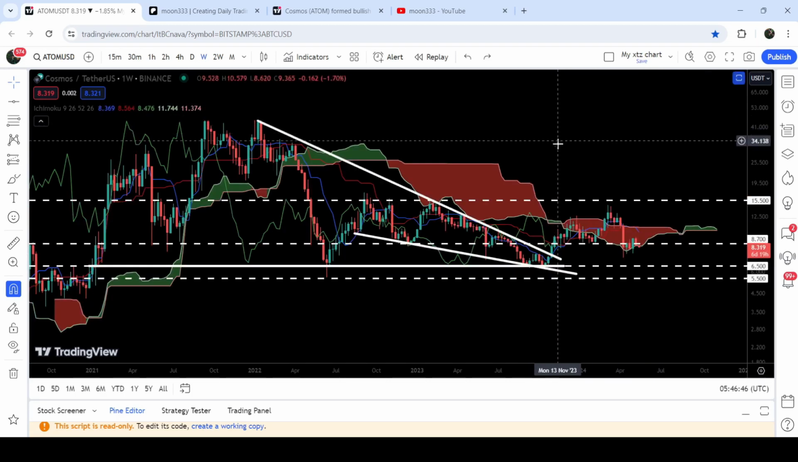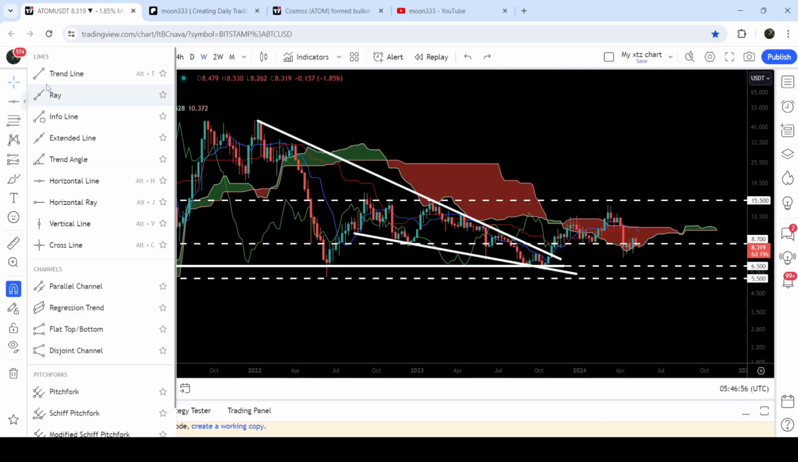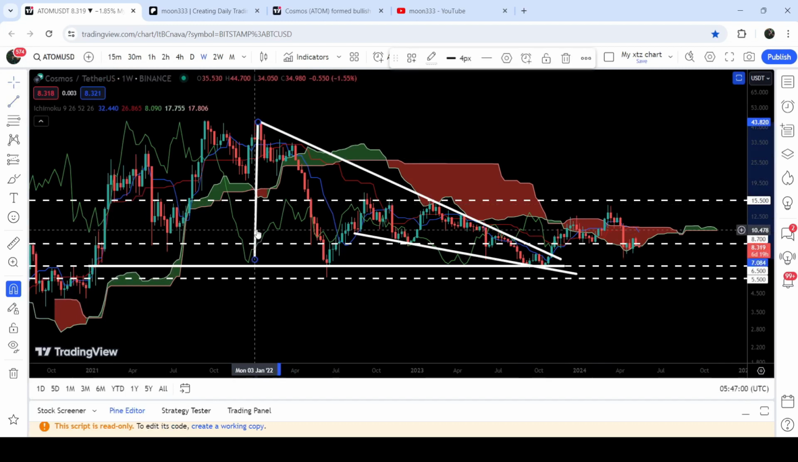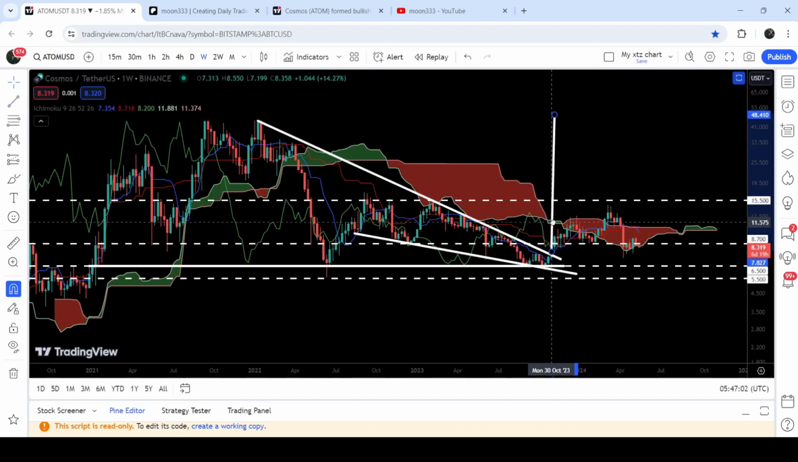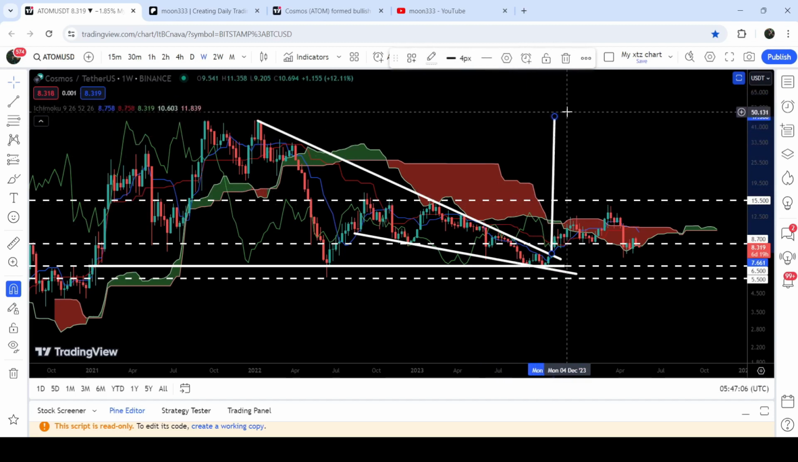Now, if we take a look at the targets for these two breakouts, then the target for the breakout from this falling wedge pattern can be here at the top of the wedge. That is approximately at $15.50. And now if we take a look at the target for the breakout from this big descending triangle, that target can be, by the way, here. That is approximately between $47 and $50.